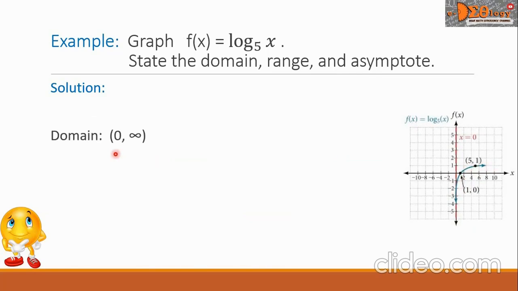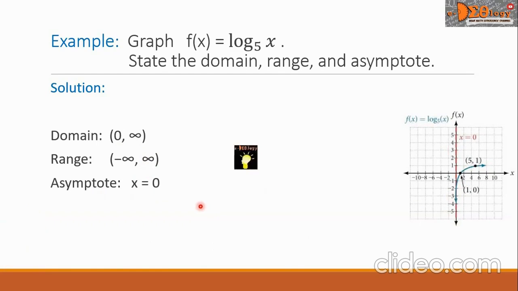Now for the domain, we write from 0 to positive infinity, the range from negative infinity to positive infinity, and the asymptote, which is the line x equals 0, or the y-axis itself. This is the final answer.